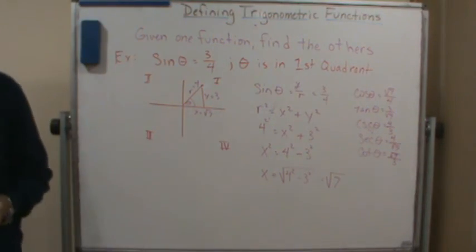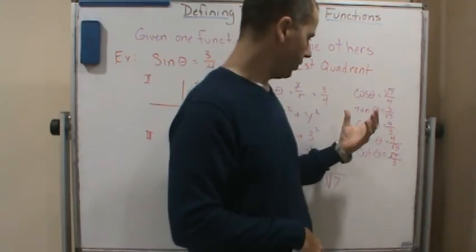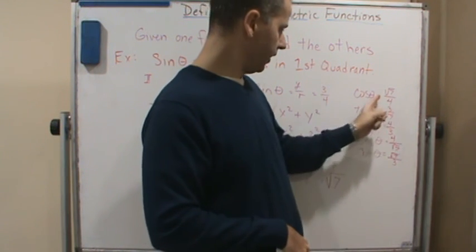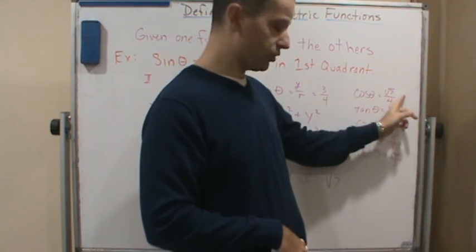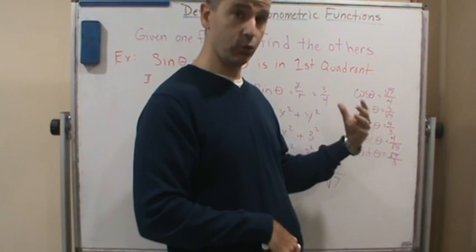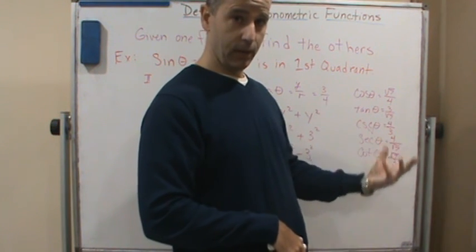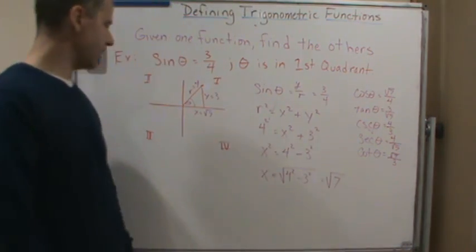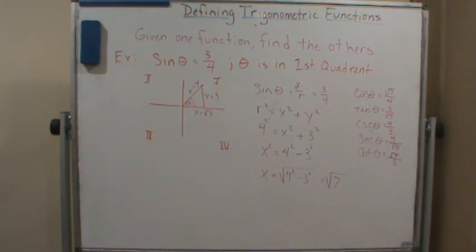Now these are the exact answers. Make sure you understand that if you're asked to give approximate answers out to, let's say, 4 decimal places, then you would just put these in your calculator and round all of these to 4 decimal places as indicated. But that's it. That's how you use one trig function to find the rest.